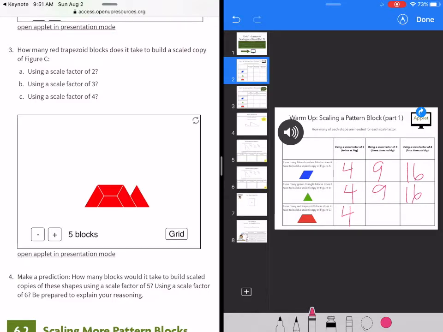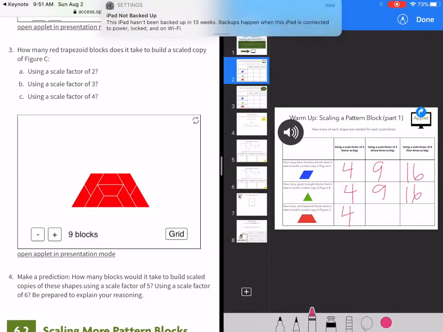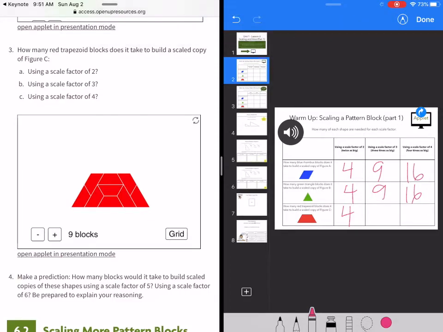Then let's see, I want to go 3 across. So that's 1, that's 2.5. So now I have 3 across and 3 up through the middle. So that's 1, 2, 3 up the middle. So that's 9. Then if I want to make it 4 times as big, I would have the 1 and then it's 4 because they're sitting on their sides, and then it's 4 trapezoids up, so that's 16 trapezoids.